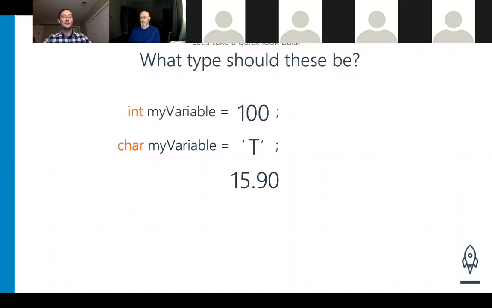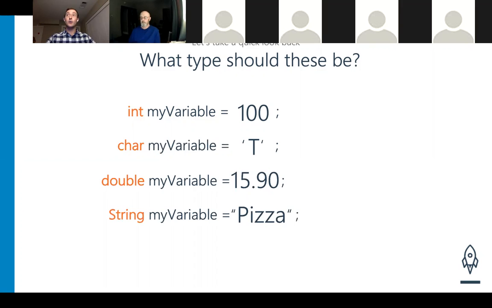15.90. Float or a double. It could be a float or a double. In this one, I have double, but it could also be float. Capital D or capital F, either one. Awesome. How about pizza? String. Awesome. And then the final one, the at character. That's character. I said it. Yeah, there you go. That'd be a char also.